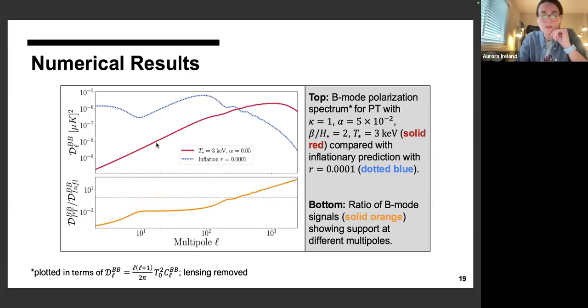This is our 3 keV benchmark, where we're just sampling from the superhorizon tail. And here we see that it has more power on smaller scales and less power on larger scales when compared with the nearly scale invariant inflationary prediction.